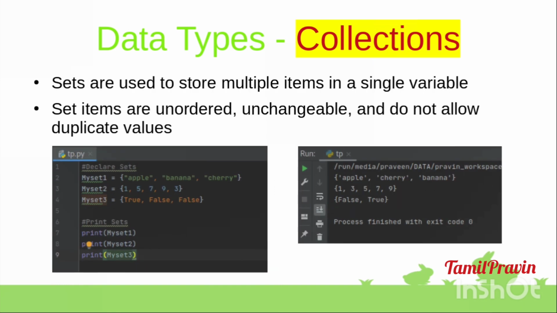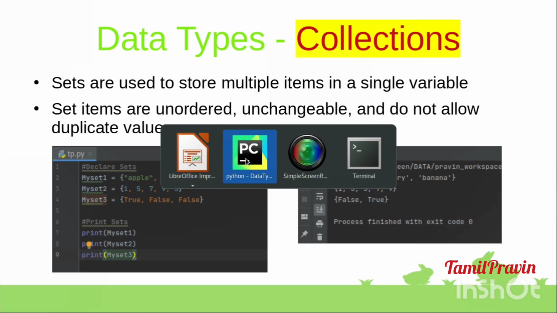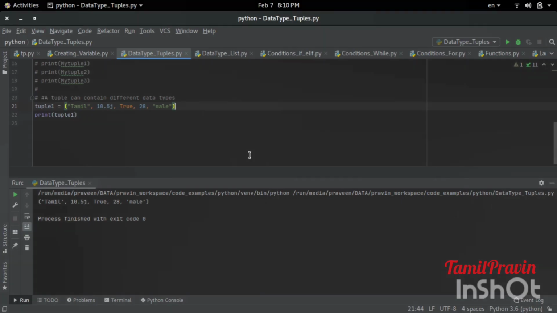The another data type under collection is sets. The sets are used to store multiple items in a single variable. The sets are unordered, unchangeable, and do not allow a duplicate entry, whereas in lists and tuples, a duplicate entry can be possible, but in sets, the duplicate entry is not possible. Okay. Let's see more examples on sets.